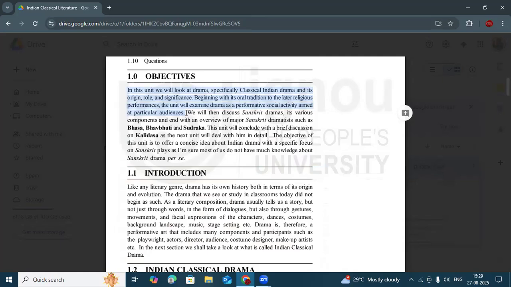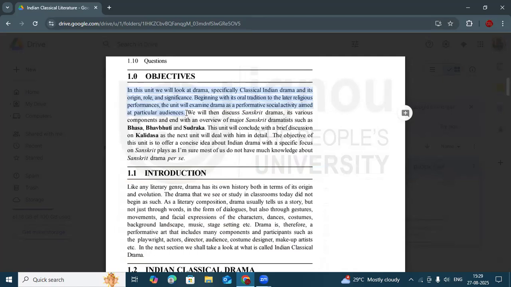We will then discuss Sanskrit dramas, its various components, and end with an overview of Sanskrit dramatists such as Bhasa, Bhavati, and Shudraga. So we are going to discuss Sanskrit drama and its various components, and finally we will be looking upon the Sanskrit dramatists such as Bhasa, Bhavati, and Shudraga.